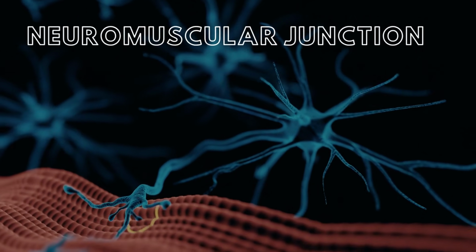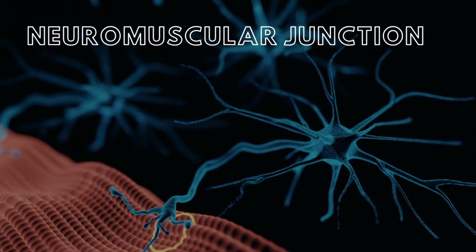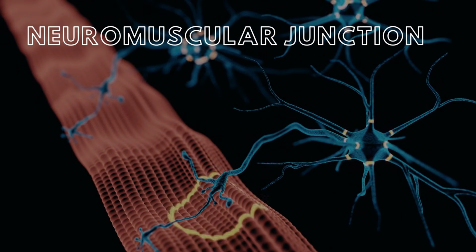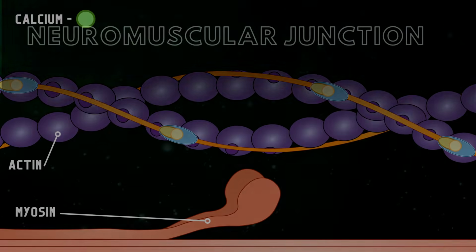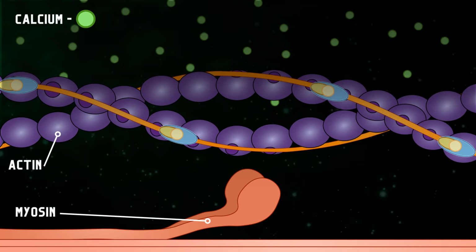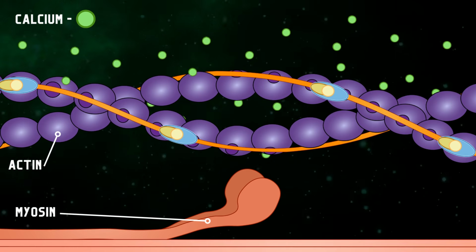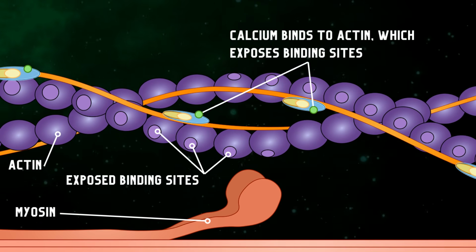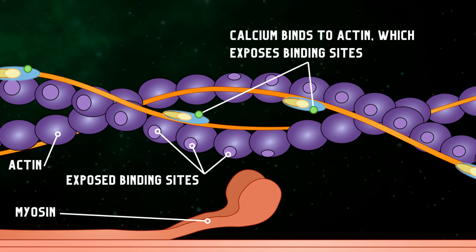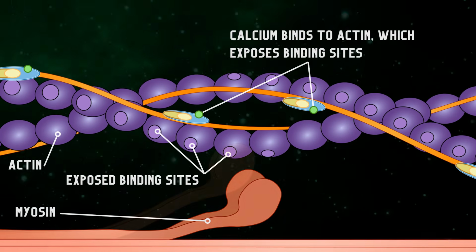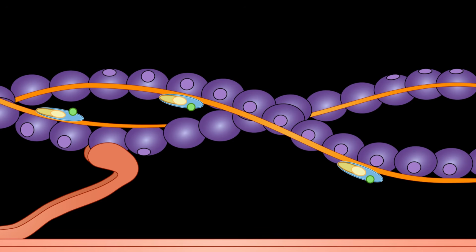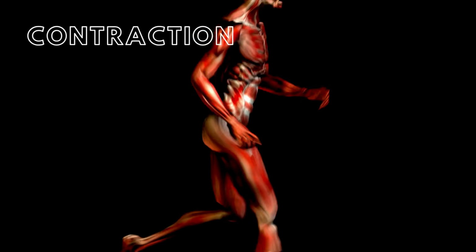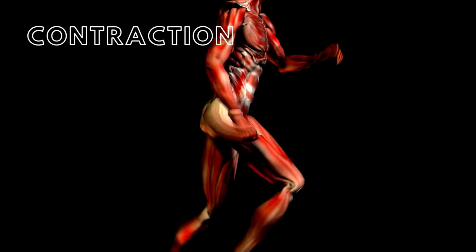Muscle contraction begins at the neuromuscular junction, where a motor neuron releases acetylcholine. This creates an electrical signal that travels through the muscle fiber and causes calcium to be released from the sarcoplasmic reticulum into the cytoplasm. Calcium allows actin and myosin to bind together and pull. When millions of sarcomeres shorten at the same time, the entire muscle contracts and movement occurs.